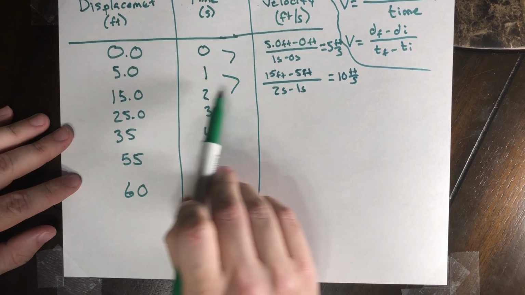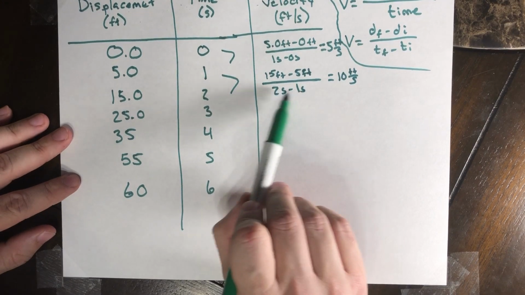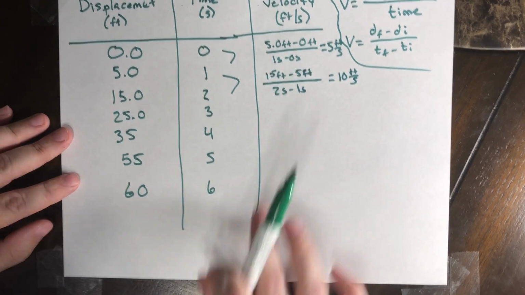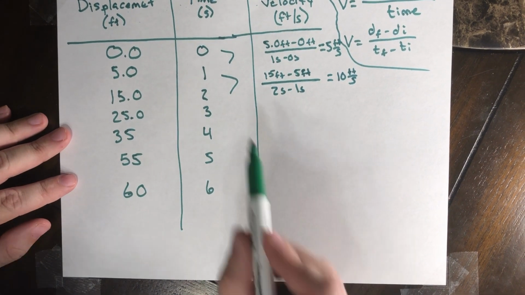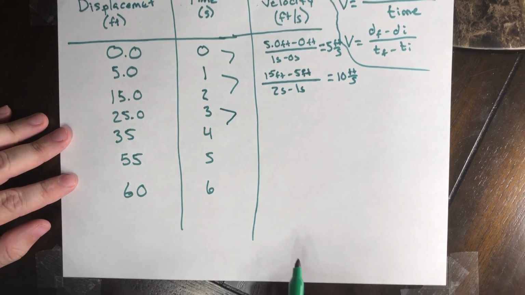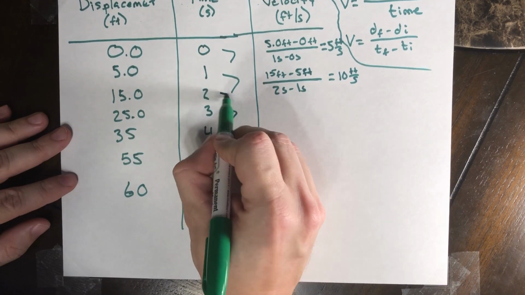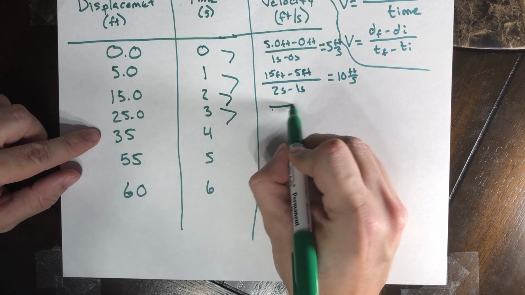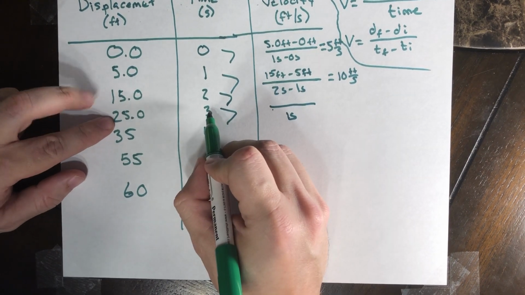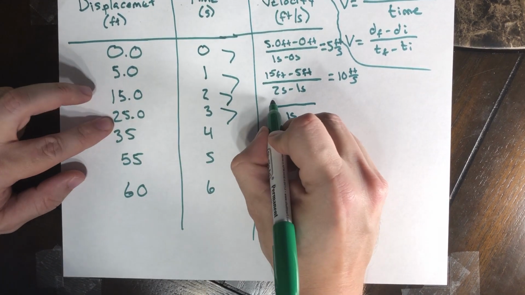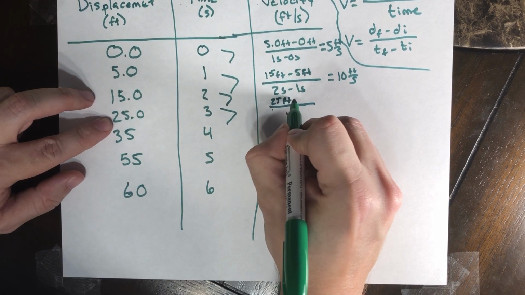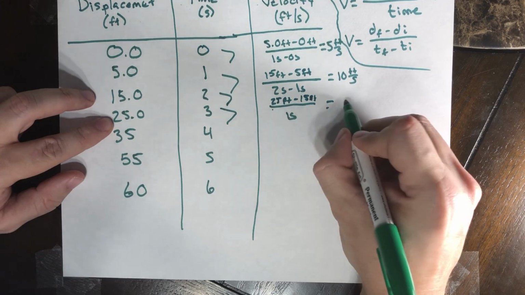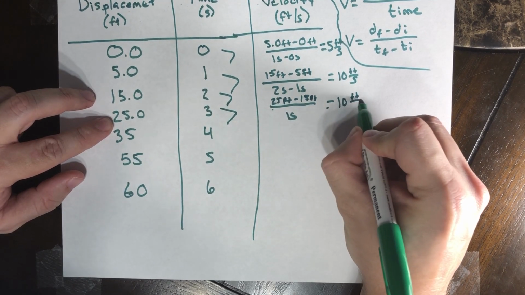Now, if you notice, because every interval is 1 second, the change in time on the bottom is always going to be 1 second. So for the rest of these, I'm just going to immediately put 1 second on the bottom. So we are between 2 and 3 now. 3 minus 2 again gives us 1 second on the bottom. But it's 25 feet at 3 seconds minus 15 feet. Again, 25 minus 15 gives us 10, so we still get 10 feet per second.